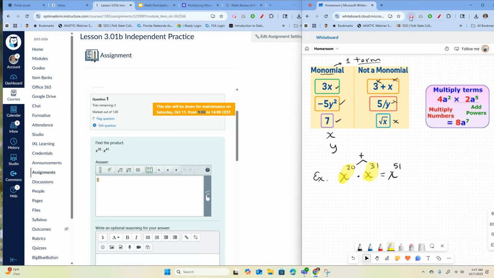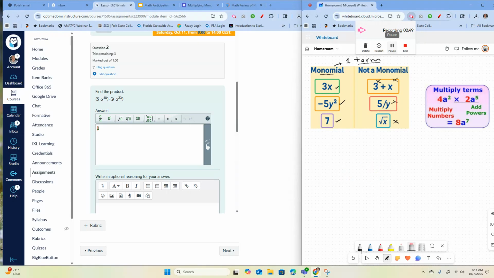Let's go to the next problem. In problem number 2, what you see in each parentheses, again, I'm going to change the numbers. So 3 times x to the 12th power in parentheses times, I'm not going to use 9, let me use a different number. Let's say I use 8. 8 times x to the 25th power. Everything you see in each parentheses is a monomial.